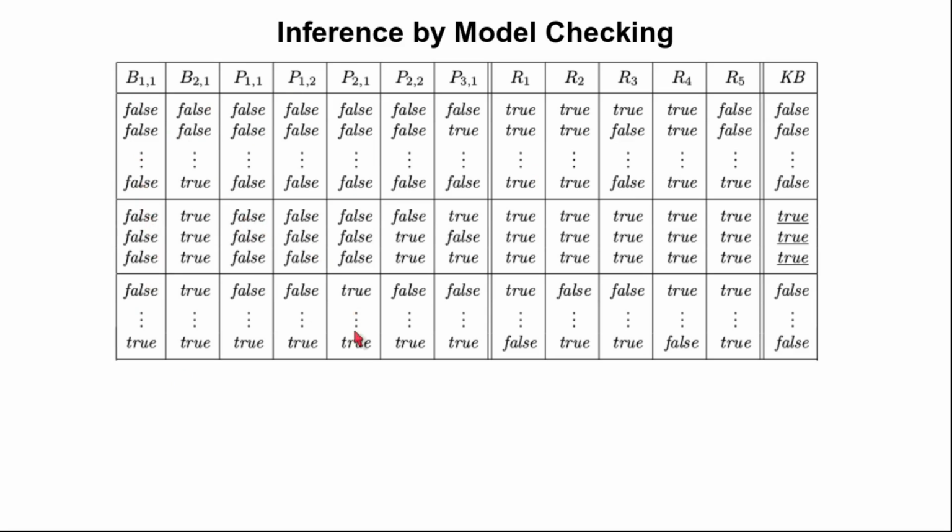128 different models. Now this table also shows the truth value of each sentence in the knowledge base. So for the first model, R1 is true, R2 is true, R3 is true, R4 is true, R5 is false. How did we calculate the values of these sentences? The values of these sentences are calculated based on the semantics of propositional logic, and we studied that in the previous class.